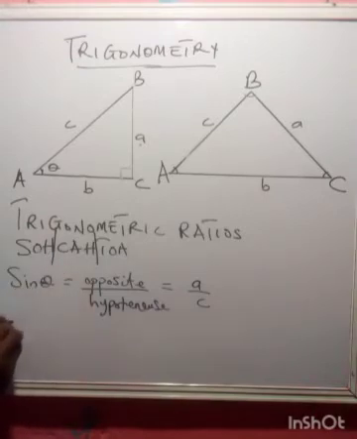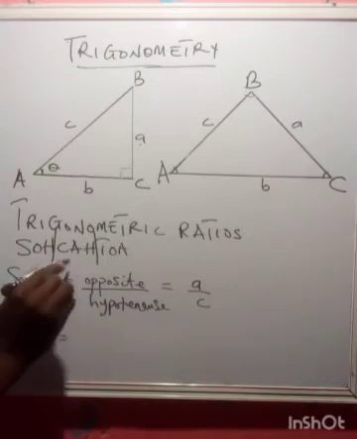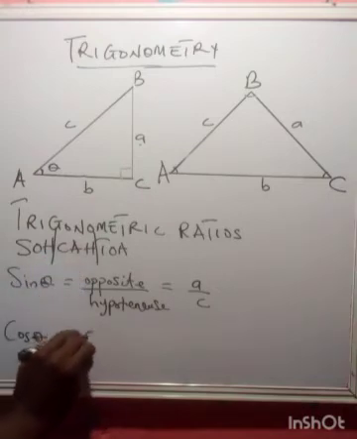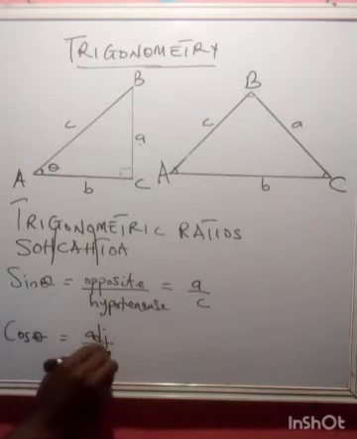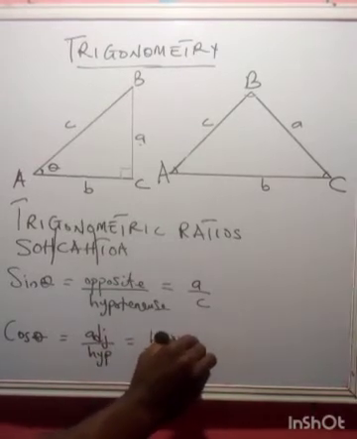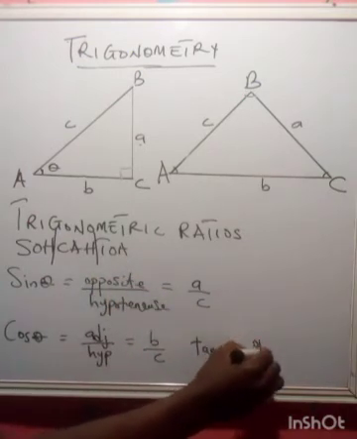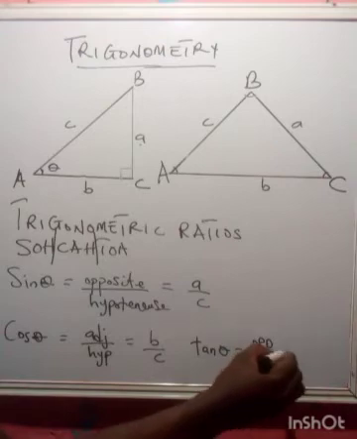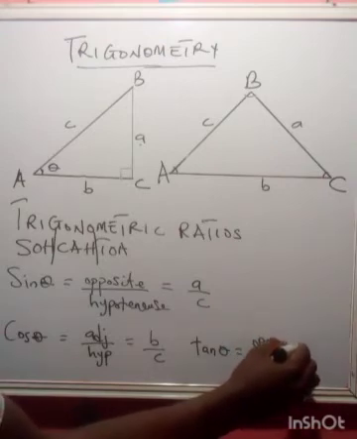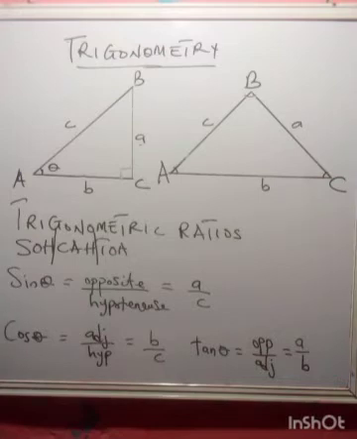Then cos theta is adjacent over hypotenuse, which is equal to B over C. While my tan theta, which is opposite over adjacent, is equal to A over B. So these are the three major trigonometric ratios. We have sine, cos, and tan theta.